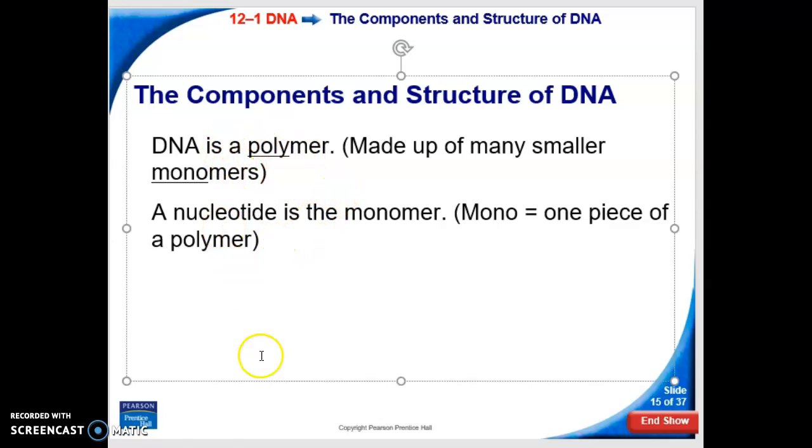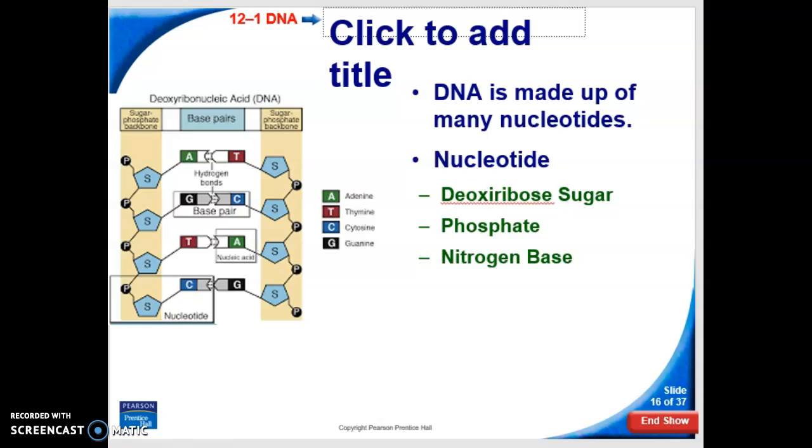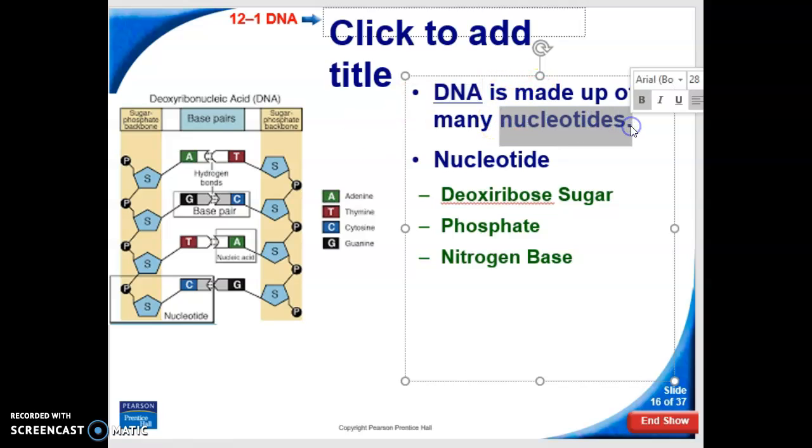In DNA, a nucleotide is a monomer. So the nucleotide is the individual small piece that makes up the larger piece of DNA. So like it says here, mono is one piece of a polymer. When we're looking at a DNA molecule, DNA is your polymer and nucleotides are your monomer. Therefore, DNA is made up of many nucleotides.